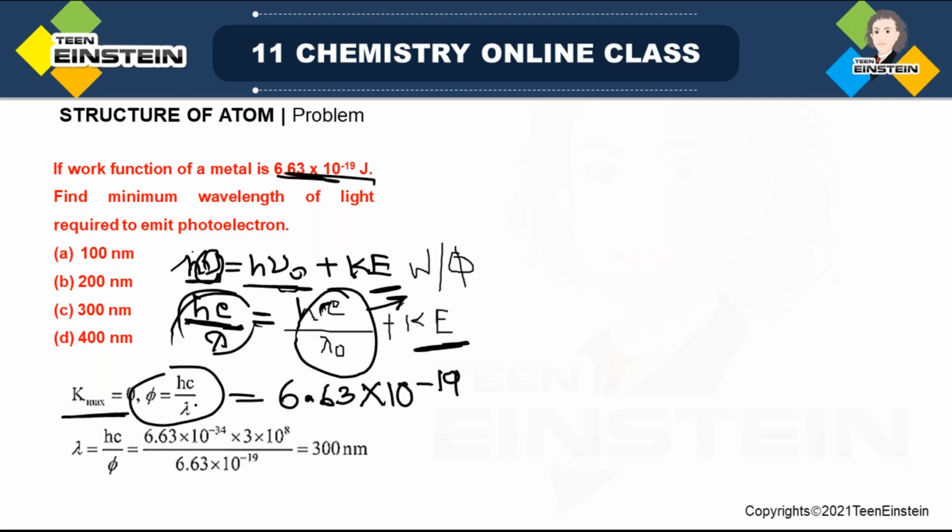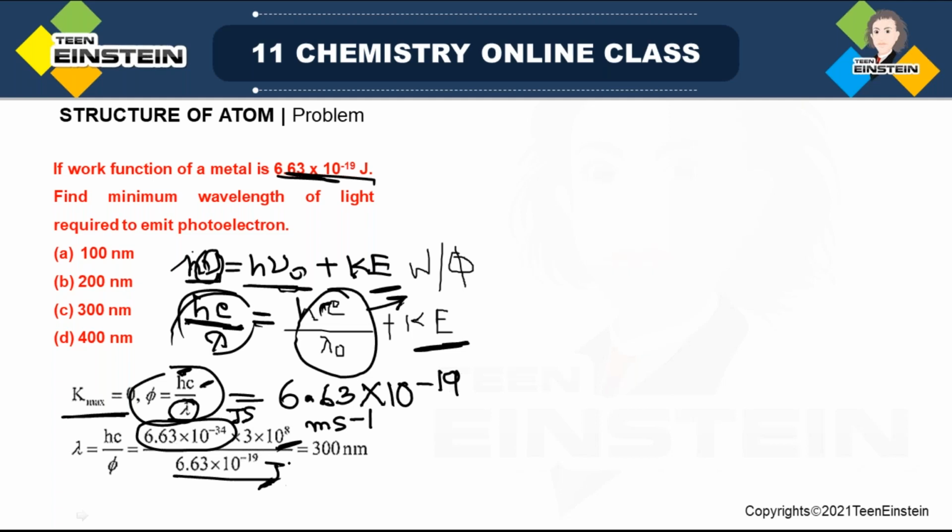So we need the value of lambda. h and c, these two are constants, their values are known. So phi is equal to hc by lambda. That means lambda is equal to hc by phi, that means hc by work function. This is the value of work function that is already given in the question. This is the value of h, Planck's constant, 6.63 into 10 to the minus 34. You can also write the unit joule second. And this is the velocity of light, which has unit meter per second. And this also has the unit of energy, joule.